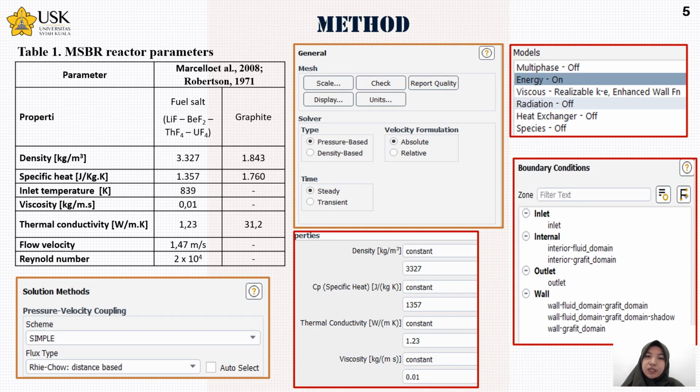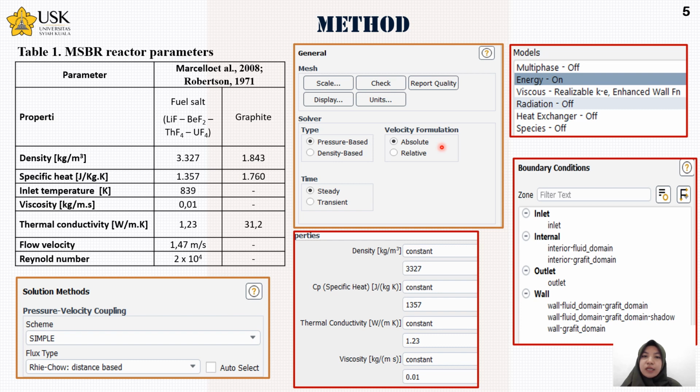Still in the method section, after the mesh has been successfully created, we continue with the setup section. First, the solver used in this research is the pressure-based type, with the assumption that the fluid flow is in a stable state, so the simulation is carried out in steady condition and the absolute velocity formulation.